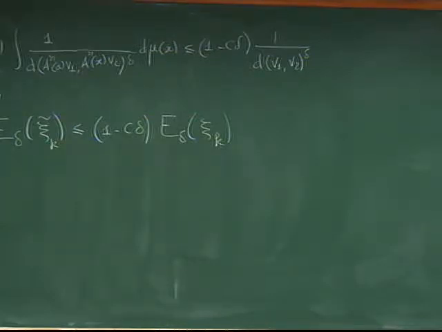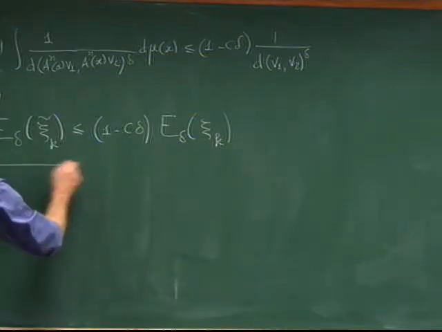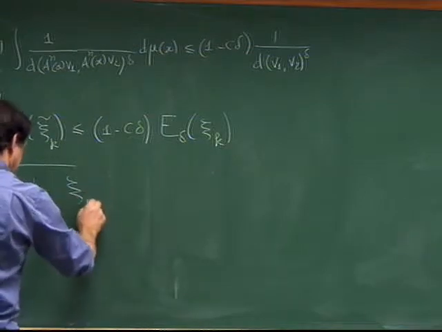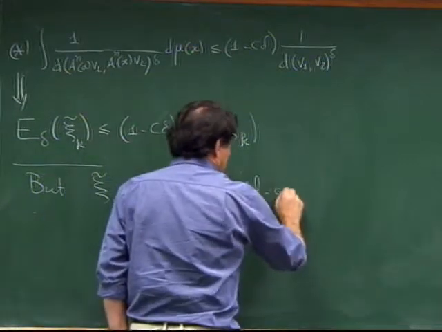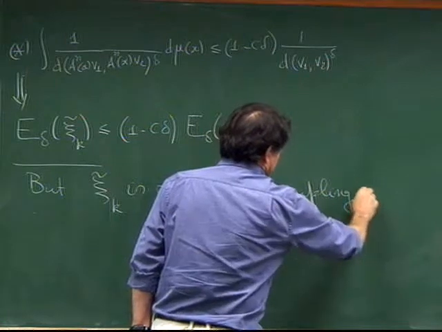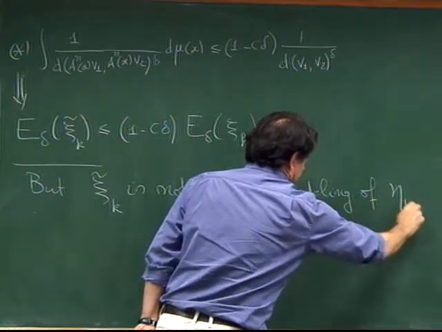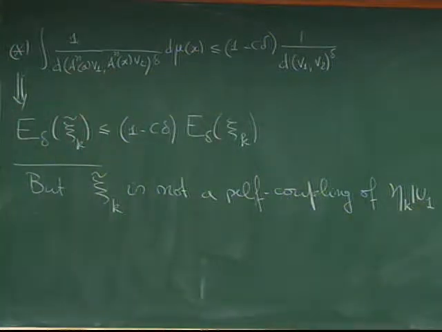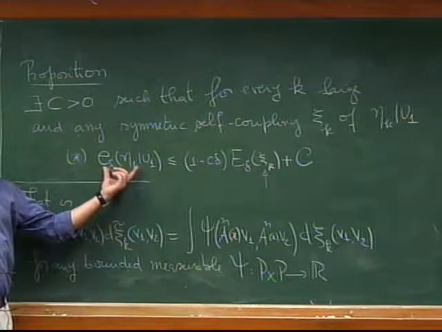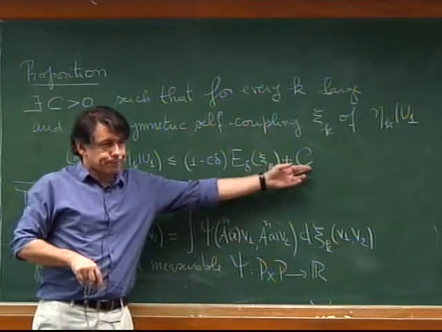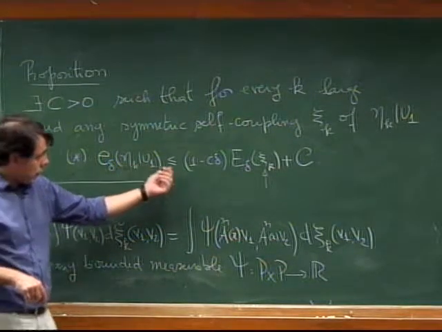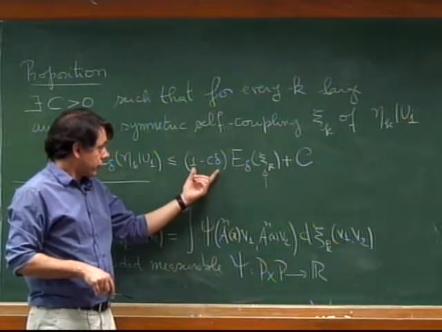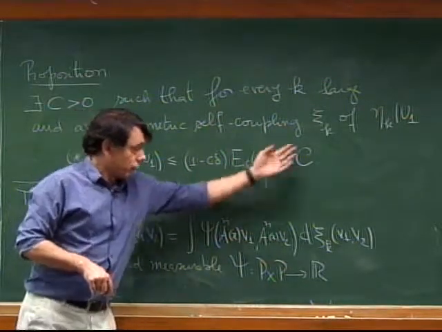But we are not done yet, because ck twiddle is not a self-coupling of eta k restricted to U1. And we would be very happy if that were true, because if that was a self-coupling of eta k restricted to U1, it would give me this inequality without the constant. Right? If I could find one self-coupling of eta k restricted to U1, if this was such a self-coupling, then I would have this inequality without this constant.